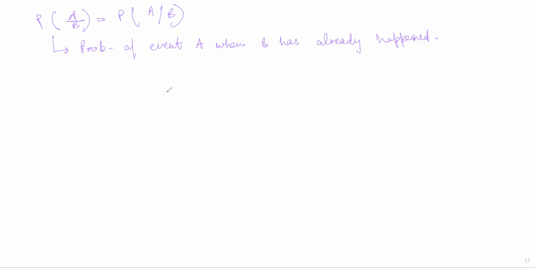So there are two types of events. Either events can be dependent or independent. If they are dependent, then conditional probability comes into the picture. If they are independent events, in that case, B has no effect on A. So probability of A by B will be normally equal to.